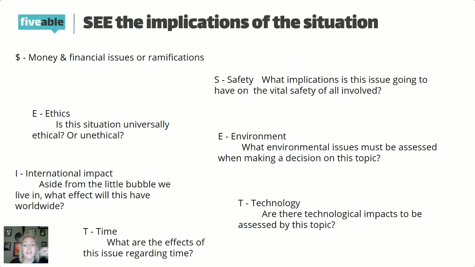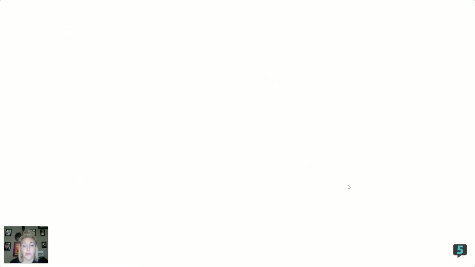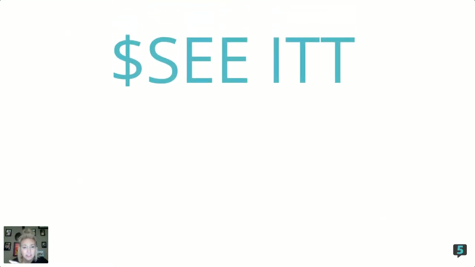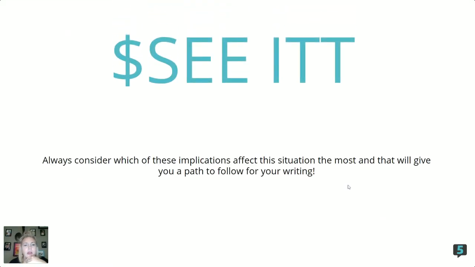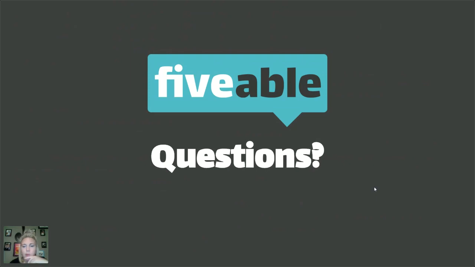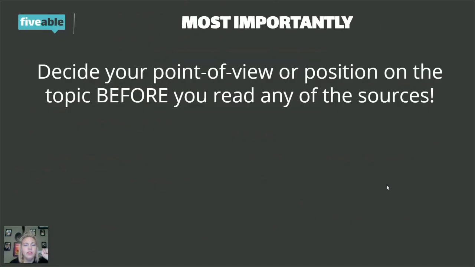So pick some things that stand out to you, but always keep in mind that CEE-T idea, okay? Consider which of these implications affect this situation the most, and that's going to give you a path to follow for your writing. Anybody have questions at this point? Good to go? Okay. So decide your point of view or position on the topic before you read the sources.